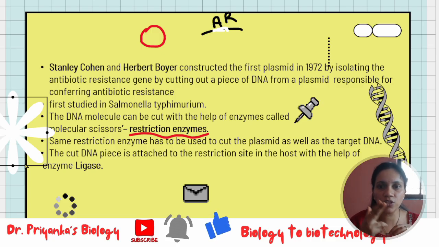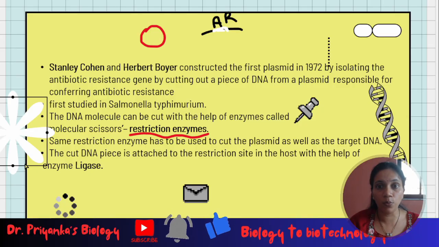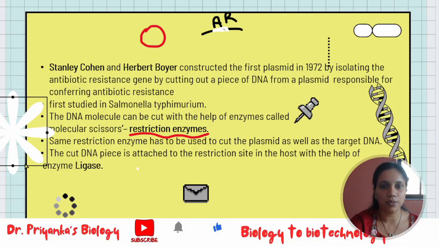So the role of restriction enzyme is to cut the DNA. But what do we have to join? We need some glue. And that glue is called the enzyme ligase.